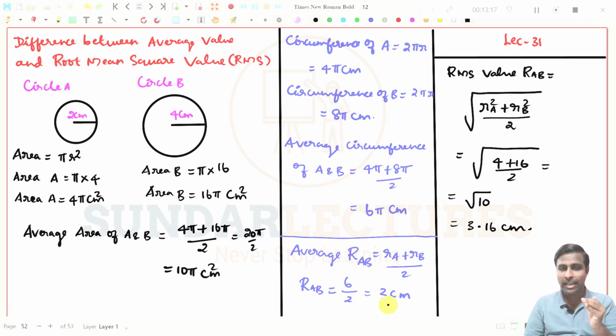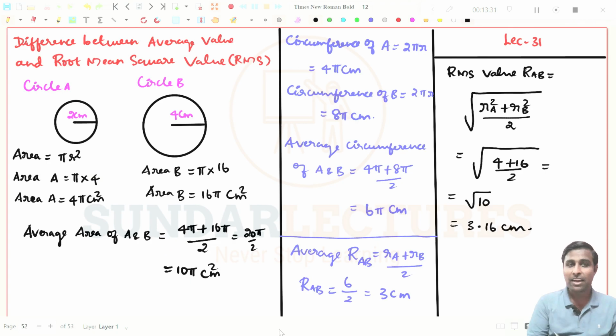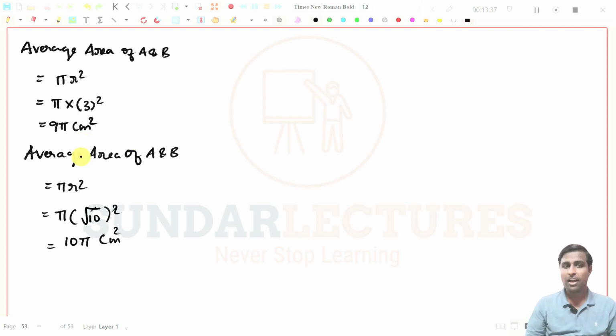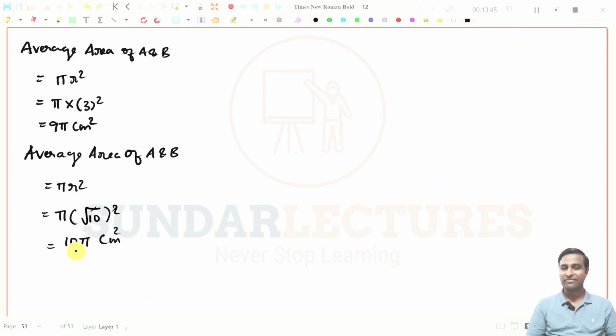But here the parameter I am having is a centimeter parameter, but the parameter I need to find is centimeter square. What happens here? If I substitute the average values, I am getting a wrong answer. But if I substitute RMS values, then I am getting the perfect answer. Then you come to a conclusion that the parameter you have should be same as the parameter you need.